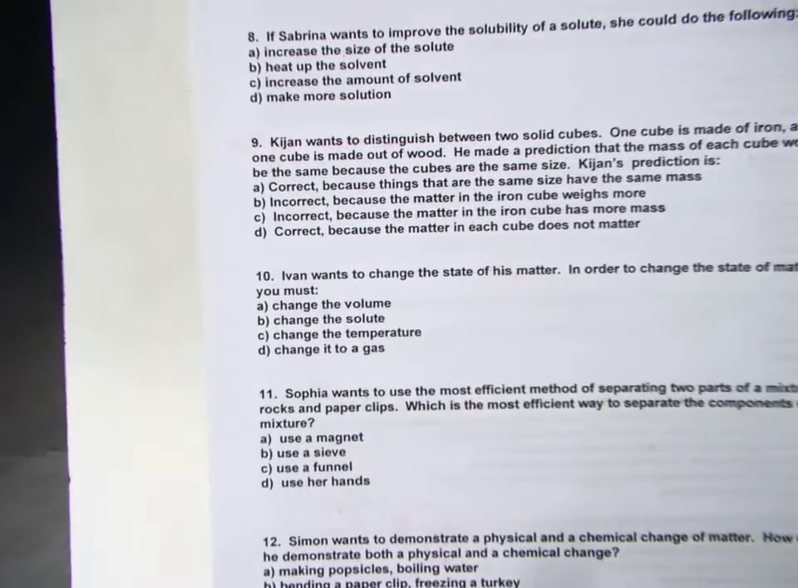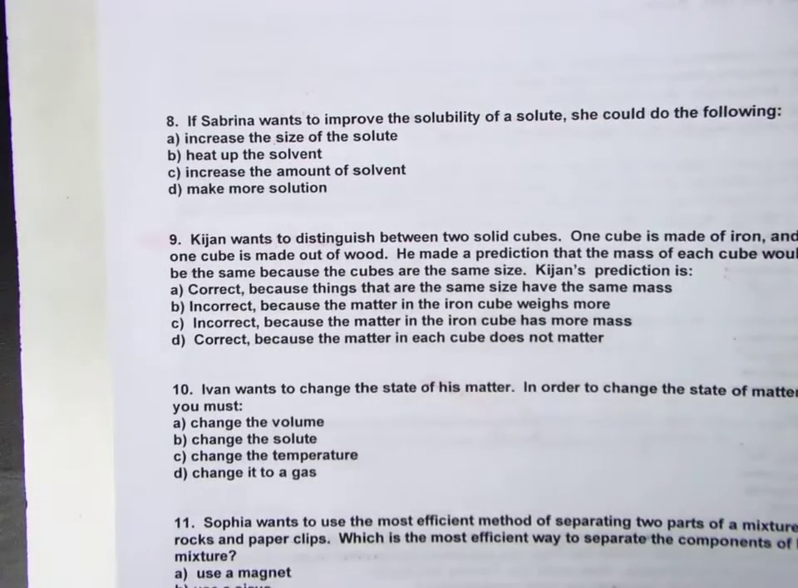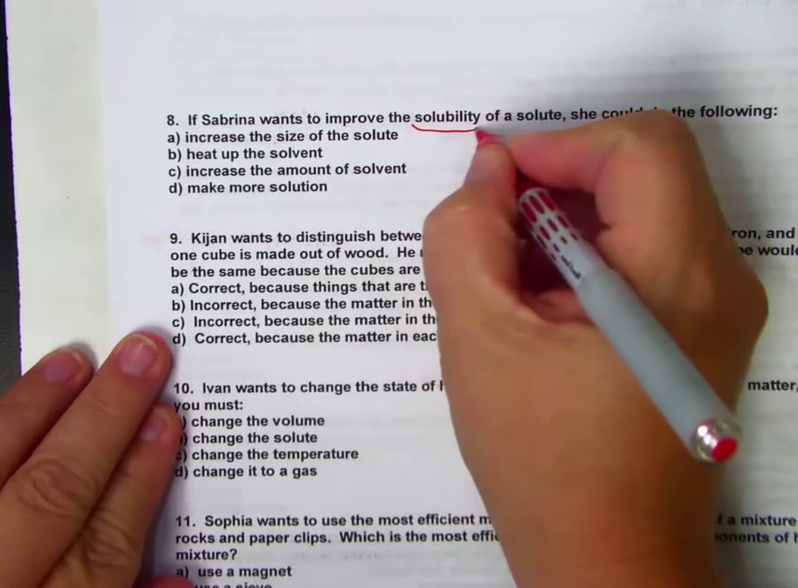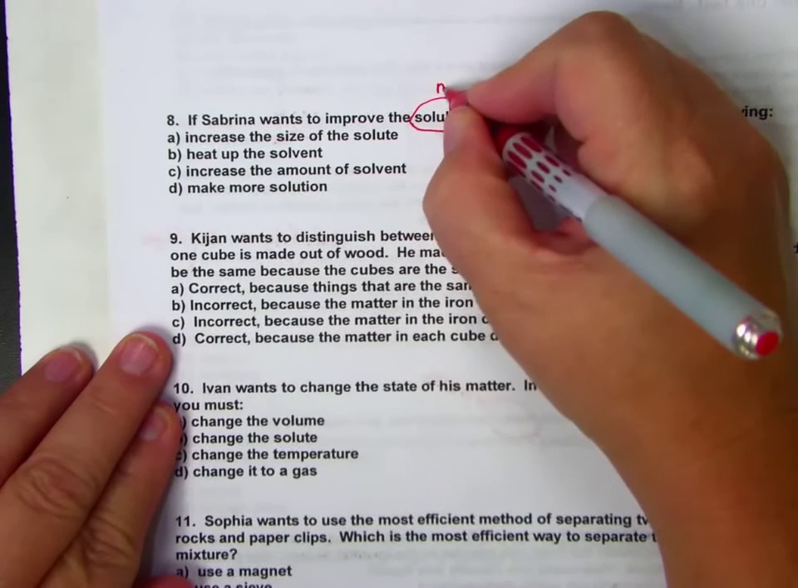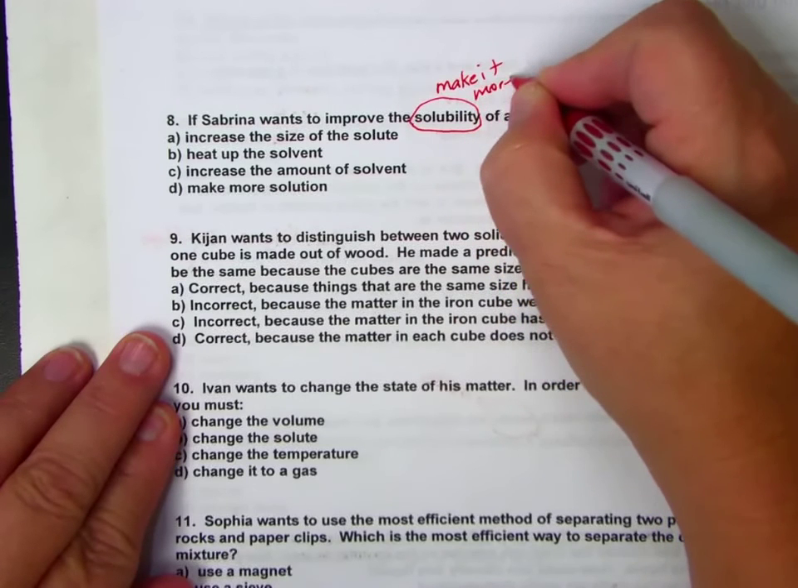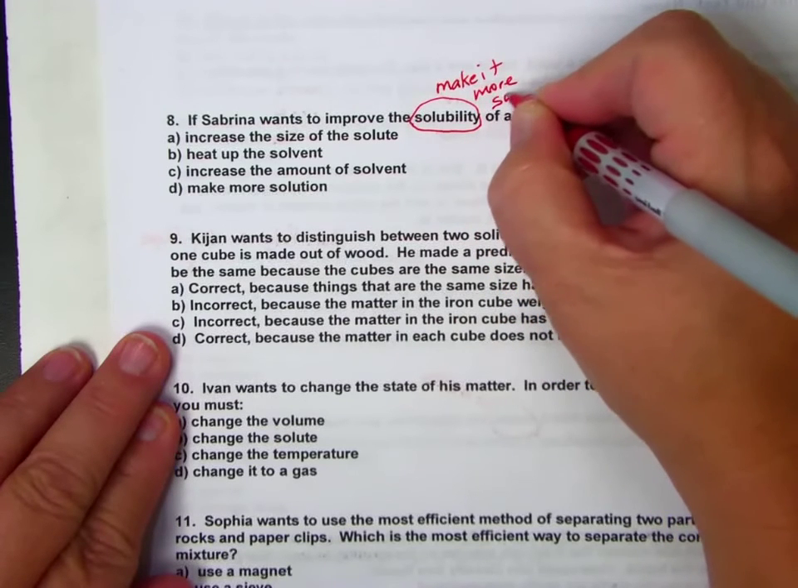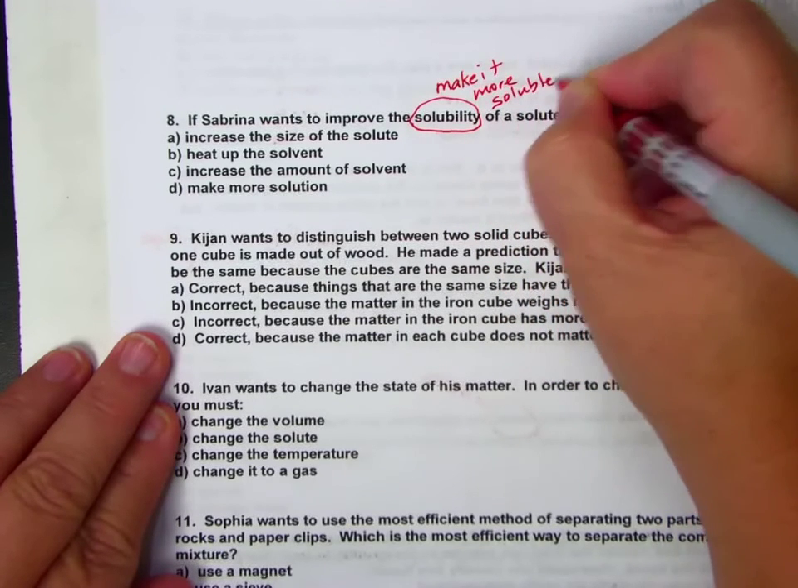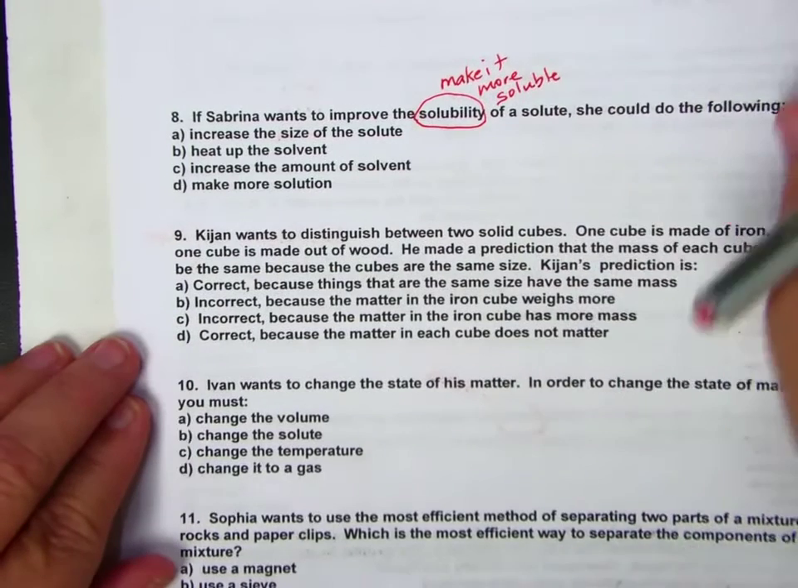Moving on to question 8 on page 2. If Sabrina wants to improve the solubility of a solute, that means when you improve the solubility, you make it more soluble. That means you make it dissolve better. Okay? So she could do the following.